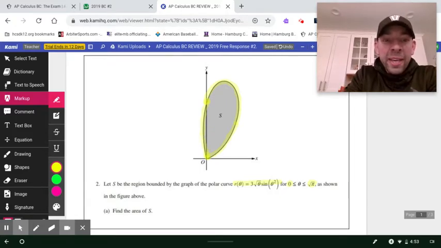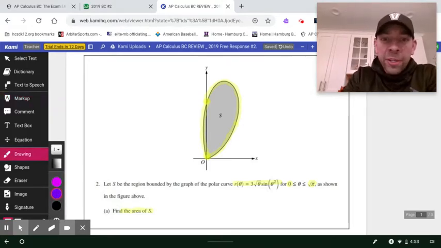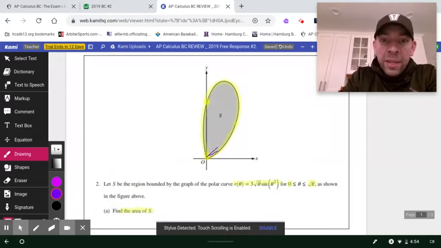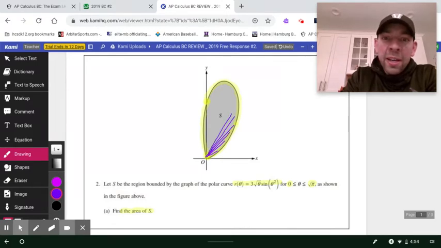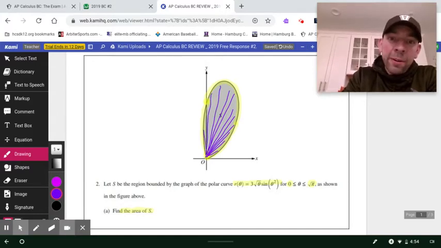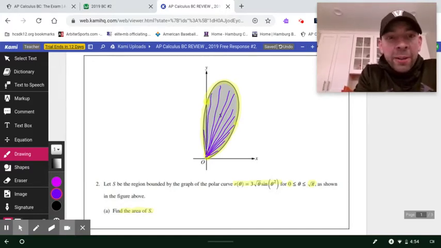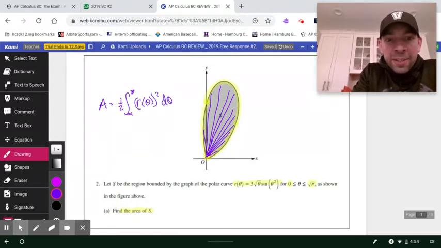We want to find the area of this region S. If you remember anything about the area of a polar region, we're sweeping in a counterclockwise motion. We have these small sectors or radial lines that are rotating and rotating. So let's set up our area formula. In general terms, the area is 1/2 the integral from, I like to say alpha to beta, or you could say theta sub 1 to theta sub 2, of this function r of theta squared d theta.